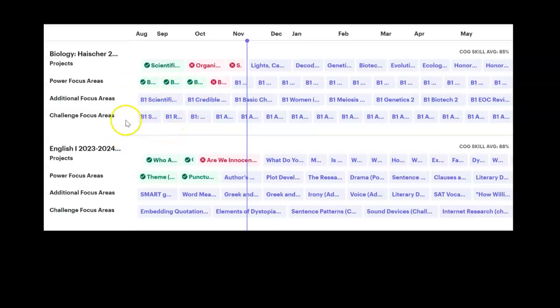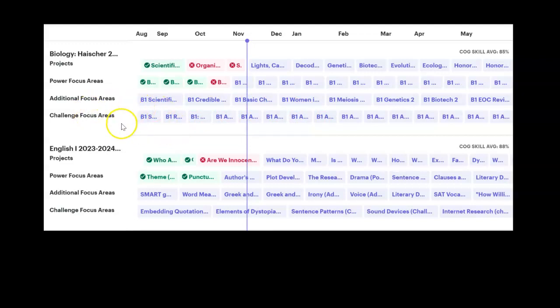And last but not least, we do have these challenge focuses right here. There are many, many, many of them. These are not required, so they do not turn red. They also do not affect your student's grades. So if your student does 0 challenge focus areas for the school year, it does not affect their grade.